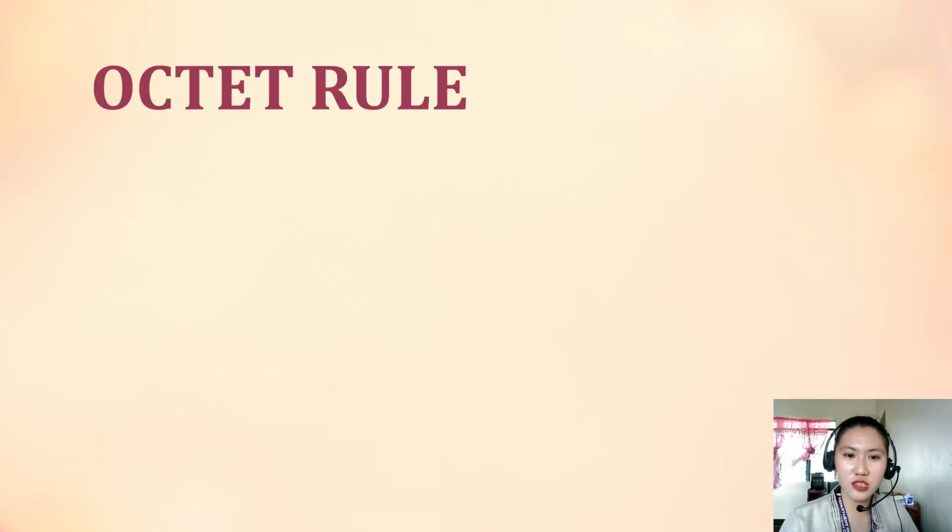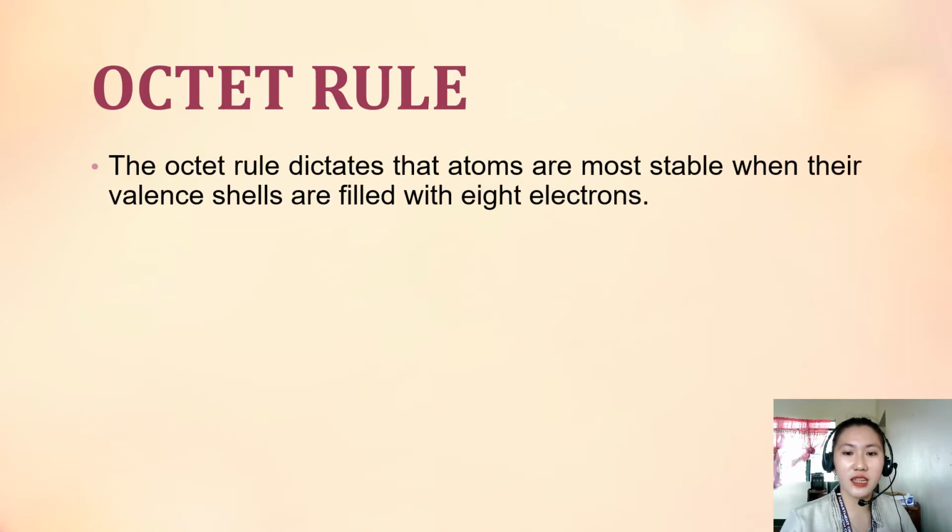So during your grade 8, you have learned about the octet rule. The octet rule dictates that atoms are most stable when their valence shells are filled with 8 electrons. So what do you mean by valence shell? Valence shells are the last shell or the outer shell of an atom or of an element when we write it or illustrate it in its nuclear model.